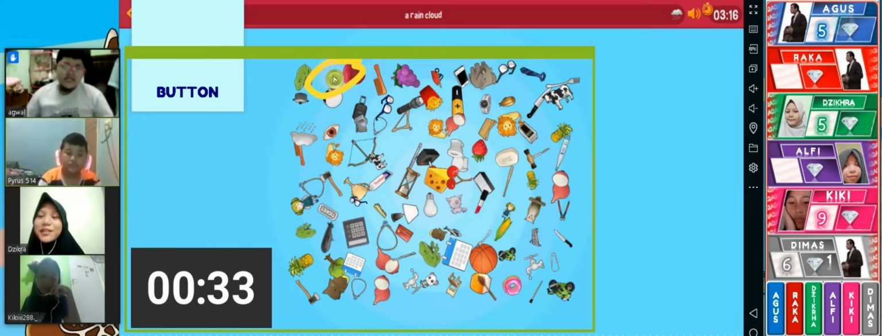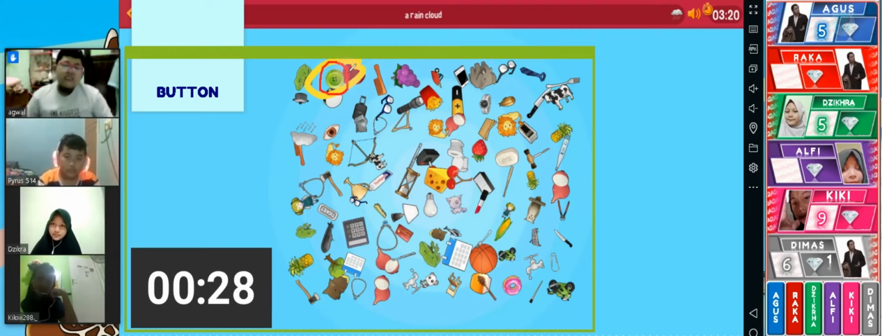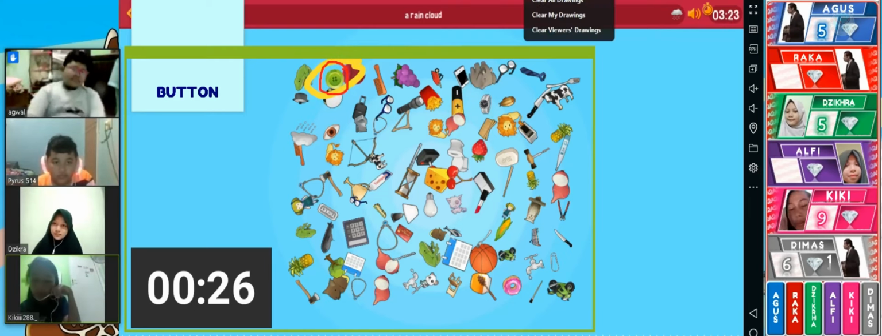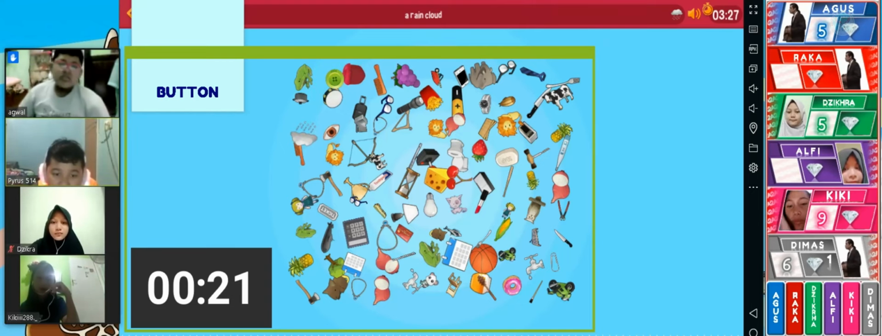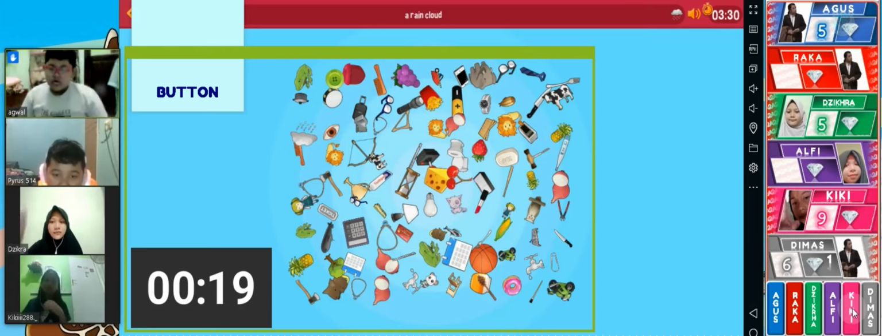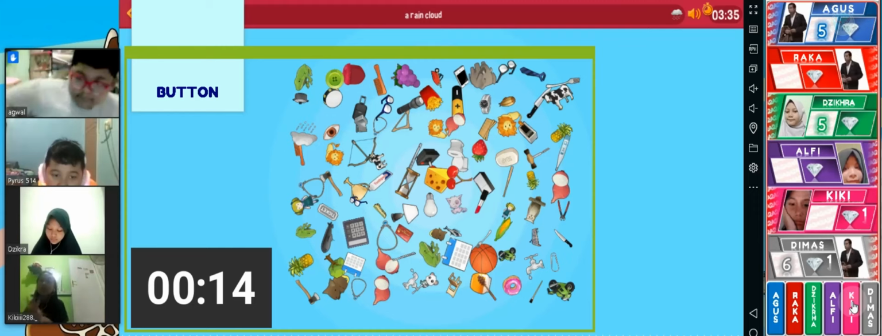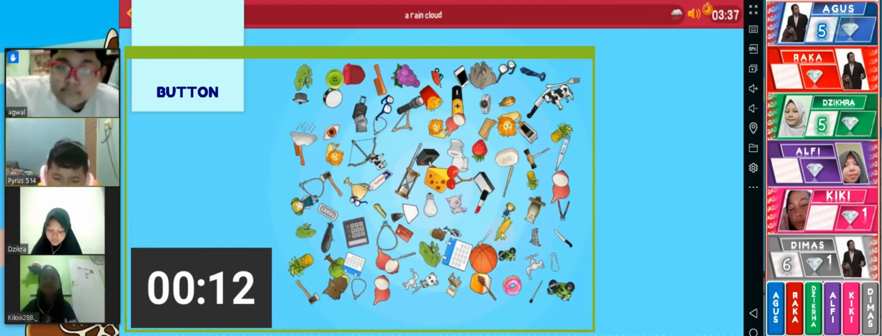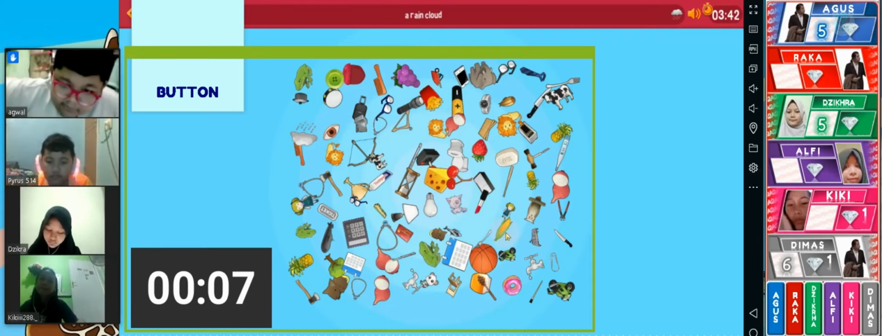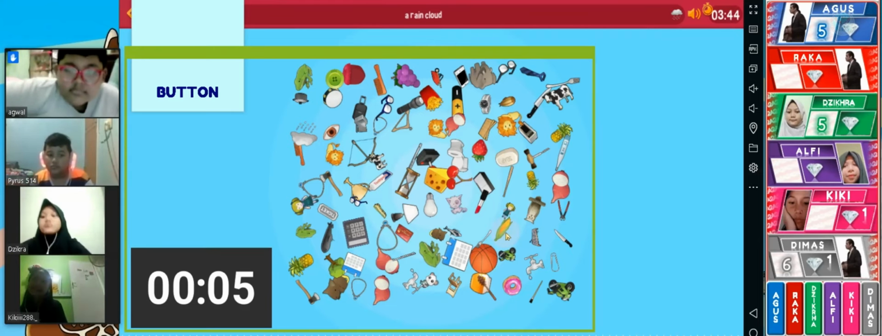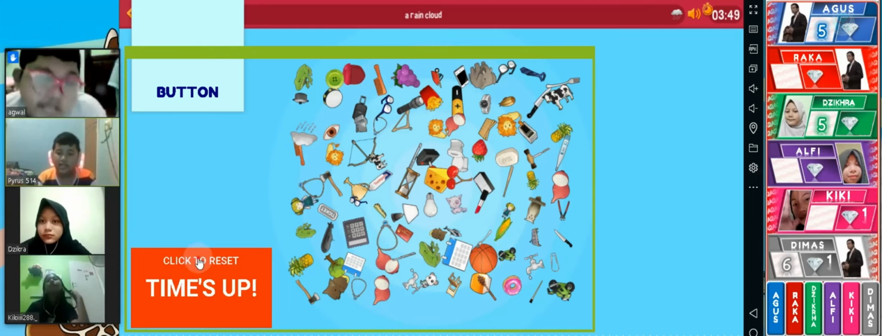Okay, definition. Button. I don't want to say it in Bahasa Indonesia because you recognize this already. Hard object. A button is a small round piece of clothing, used to close or stick your shirt together. Like that. I don't know this example.